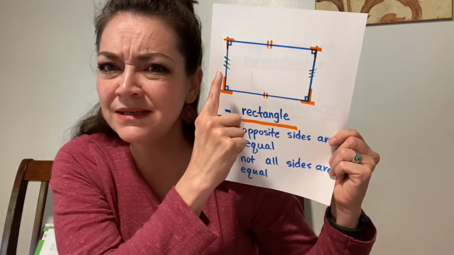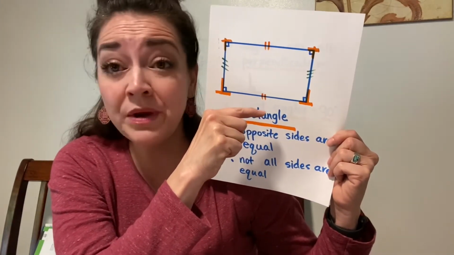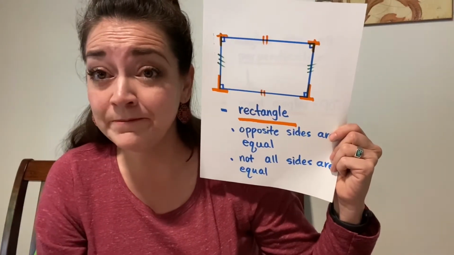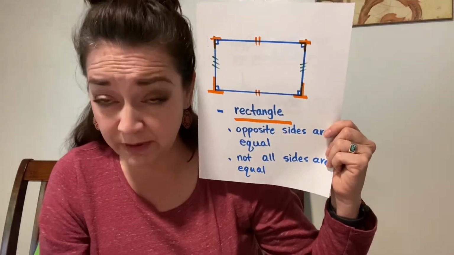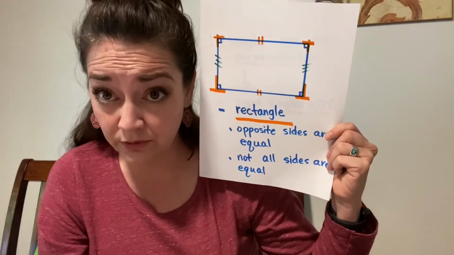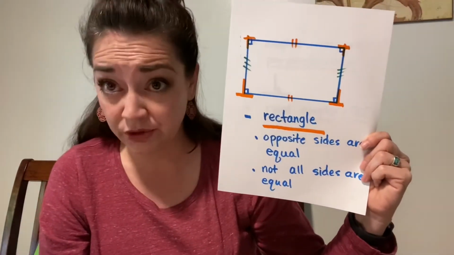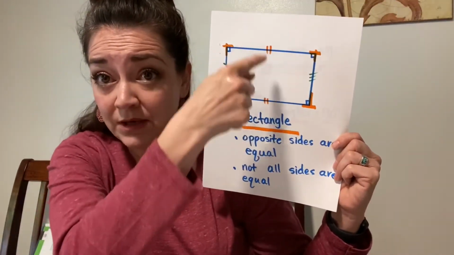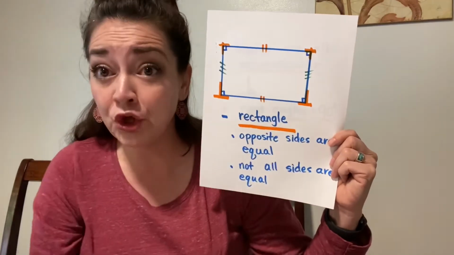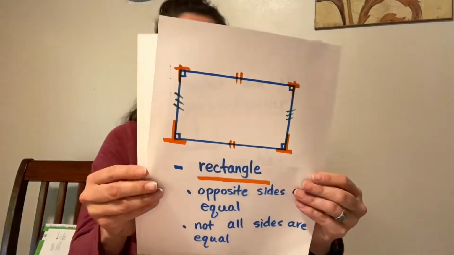But is this side equal to this side? Nope, not in a rectangle, it's not. That's reserved for another shape. We'll get to that. But this, my friends, is a rectangle. Okay? Not all sides are equal, but 2 pairs are equal to themselves. Top to bottom, side to side, those ones are equal. And that's important to know about a rectangle. Okay?